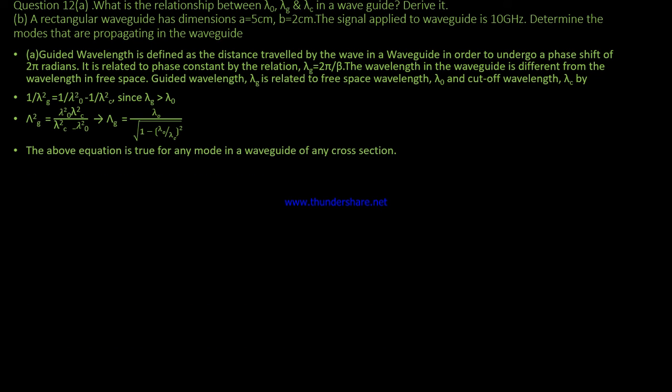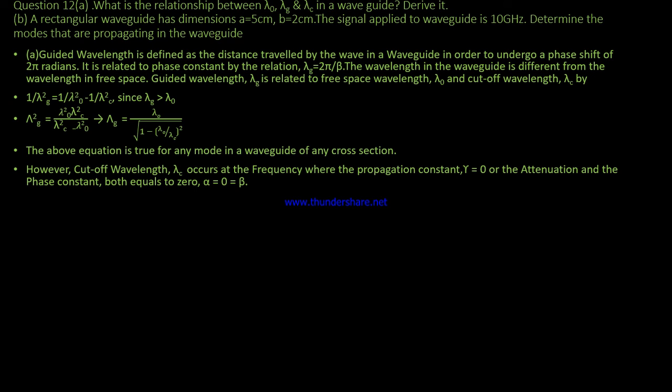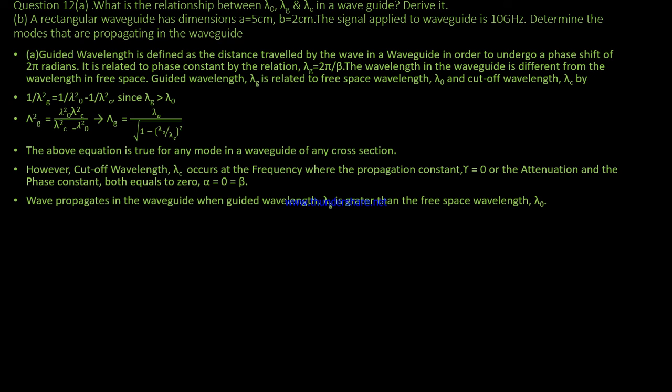The above equation is true for any mode in a waveguide of any cross section. However, the cutoff wavelength occurs at the frequency where the propagation constant is 0, or the attenuation and the phase constant both equal 0. That is, alpha equals 0 equals beta. Waves propagate in the waveguide when the guided wavelength is greater than the free space wavelength.